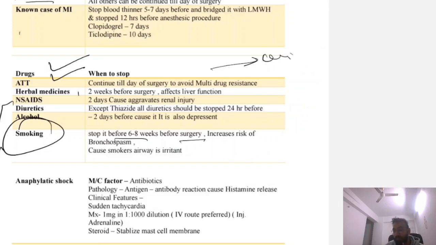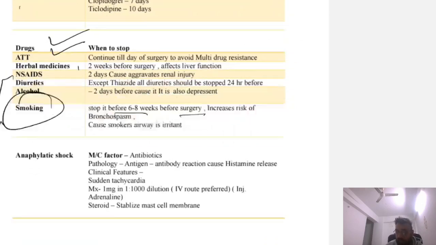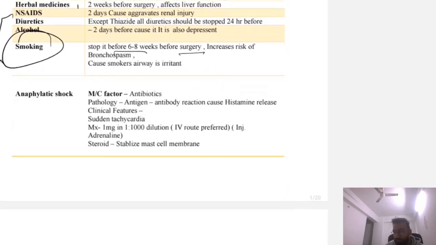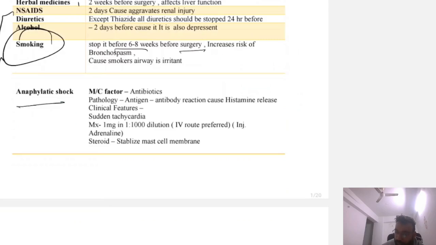You need the larynx to be open, it should be free, because you have to insert the endotracheal tube during anesthesia in any case. So in smokers, the lung airway is irritable, so it causes bronchospasm. Okay, so the patient can go into apnea, so you have to understand. Now, are you getting the point?